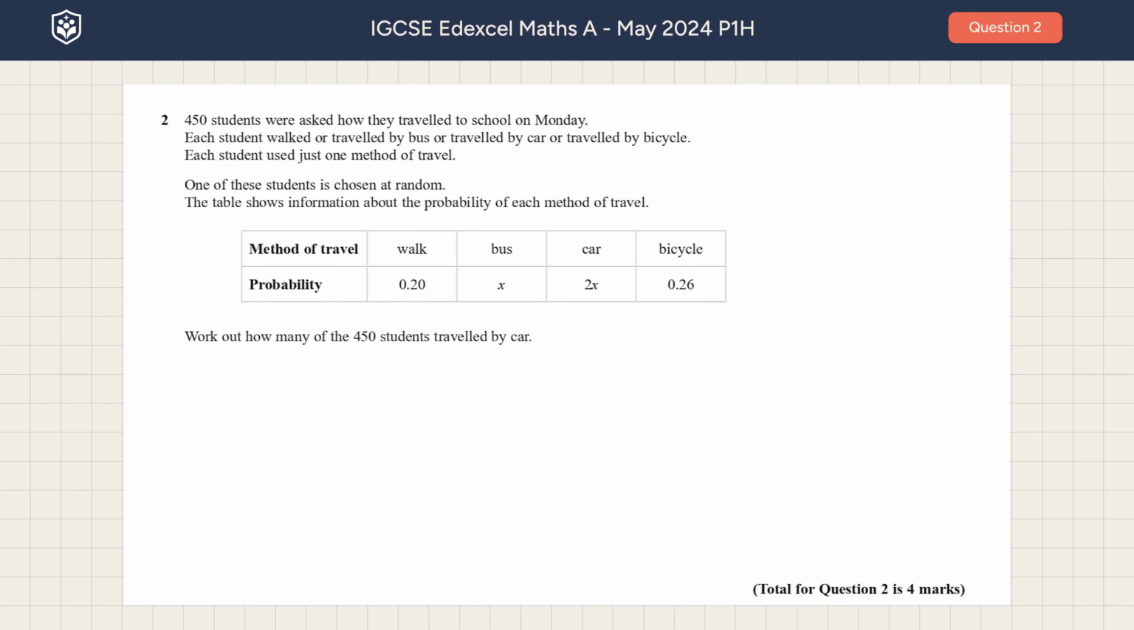Moving on to question 2. The question says that 450 students were asked how they traveled to school on Monday. Each student traveled by bus, car, or bicycle, and each student used one method of travel. We are given some information on the probability of each travel method in the table shown, and we have to figure out how many of the 450 students traveled by car.